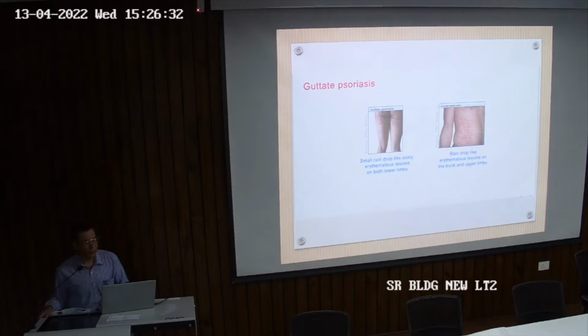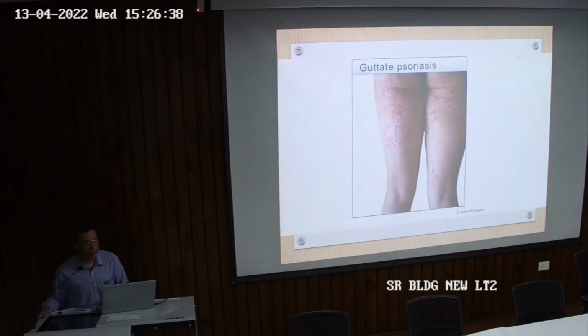Now this is guttate psoriasis. Pictures, we will just go through the various pictures, then you will be able to understand better and remember them. So this is a case of guttate psoriasis. You can see the lesions have a raindrop appearance. Whenever they touch the surface, they produce such type of presentation. So usually you find guttate lesions over the trunk, especially the back. So this is little unusual over the legs, but these are very classical of guttate psoriasis.